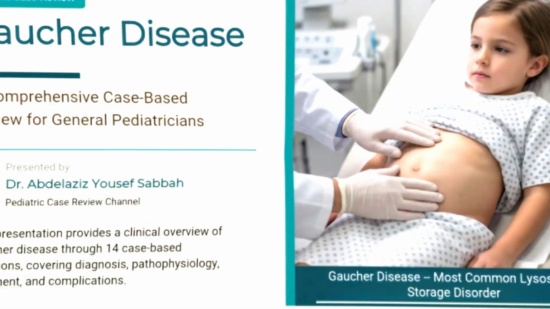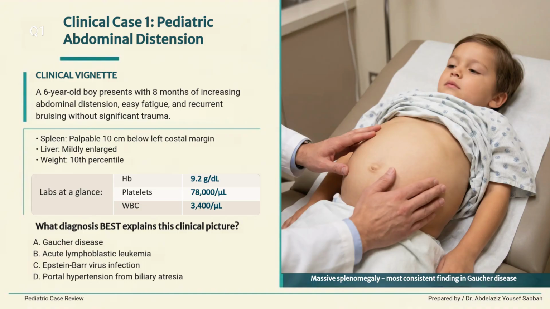Let us begin. Clinical Case 1. A 6-year-old boy presents with 8 months of increasing abdominal distension, easy fatigue, and recurrent bruising without significant trauma. On examination, the spleen is palpable 10 centimeters below the left costal margin. The liver is mildly enlarged, and his weight is at the 10th percentile. Laboratory studies show hemoglobin of 9.2 grams per deciliter, platelets of 78,000 per microliter, and a white cell count of 3,400 per microliter. What diagnosis best explains this clinical picture?